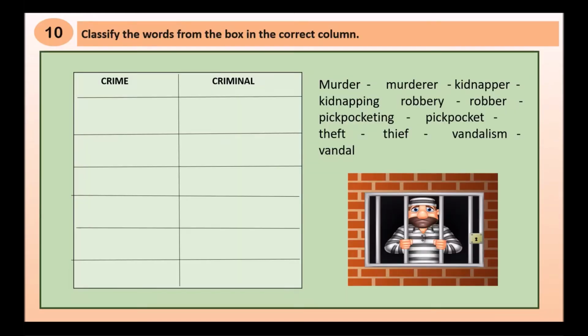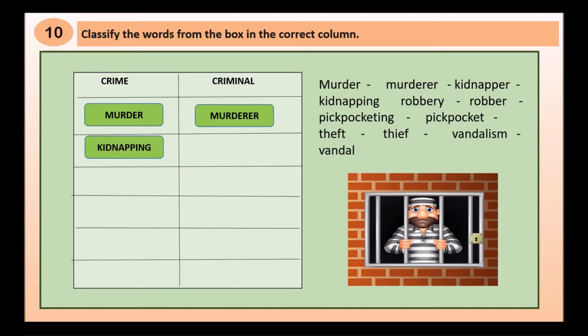Number 10. Classify the words from the box in the correct column. We have to classify them and put them under crime or criminal. Crime, murder. Criminal, murderer. Crime, kidnapping. Criminal, kidnapper. Crime, robbery. Criminal, robber.